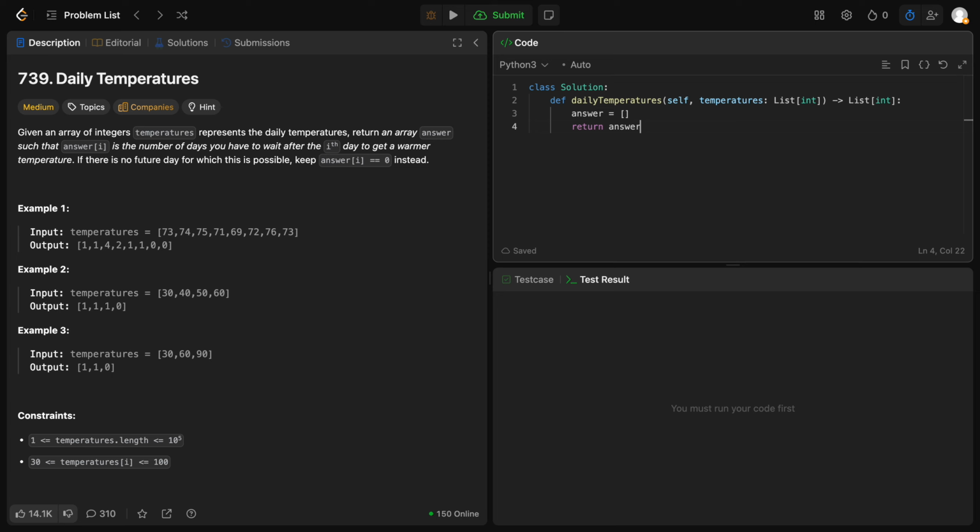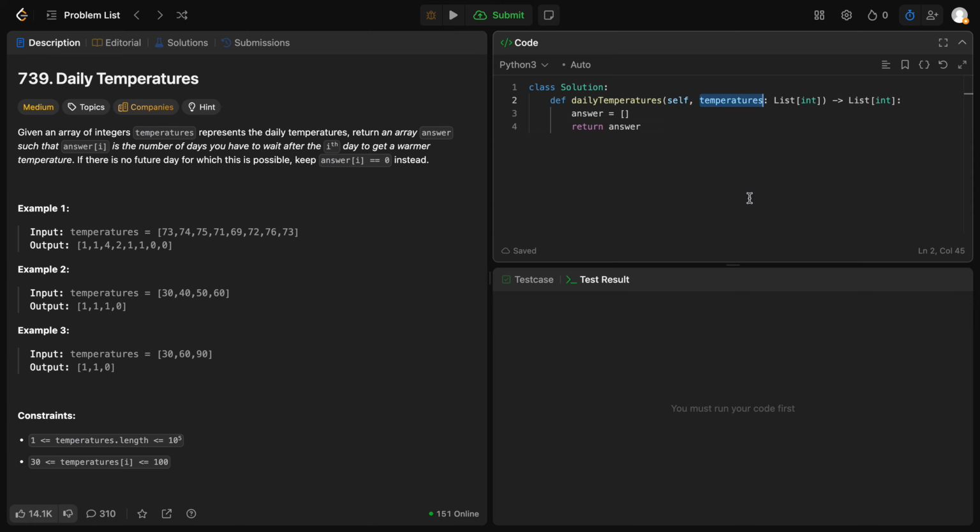So example 1, temperatures is 73, 74, 75, 71, 69, 72, 76, 73. So 73, 1 day, so 1. 76, 0, 73, 0. 75, 1, 2, 3, 4. I see, okay. I think I'm getting the hang of it. So 1, 1, 1. Or sorry, 1, 1, 1, and then this is 0. 1, 1, 0. Alright, cool.